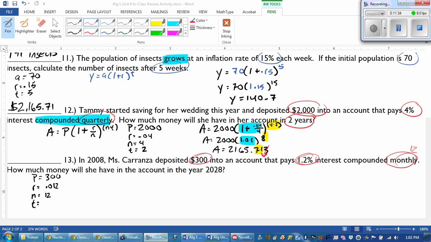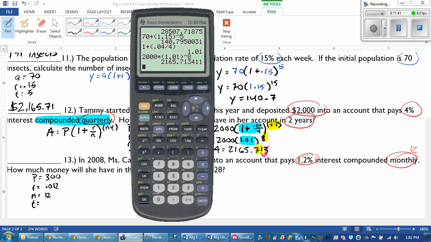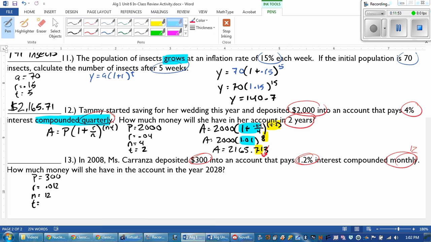Okay, so I got our principal, which is 300. The rate is 1.2%. Remember, if you have trouble figuring out the percent, take it and divide it by 100 and it'll tell you what it is as a decimal. Now, the only thing I'm having trouble with is the time. So I know that in 2008 she started it and now it's 2028. How much time has passed? Well, you need to subtract those two, and when you subtract them, you get 20 years.